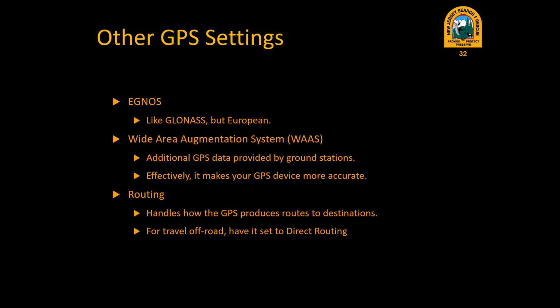Most GPS devices do not have the ability to route along trails. Because of that, for off-road travel, you should have this set to direct routing, which will take you on the shortest route, usually a line between 2 points. Otherwise, it may try to route you along a road, it might not realize that there are trails there, and you might end up taking a much longer route or an incorrect route to get to a location.